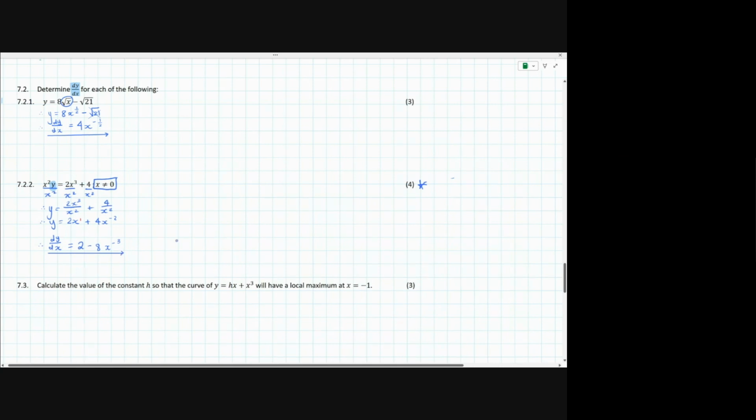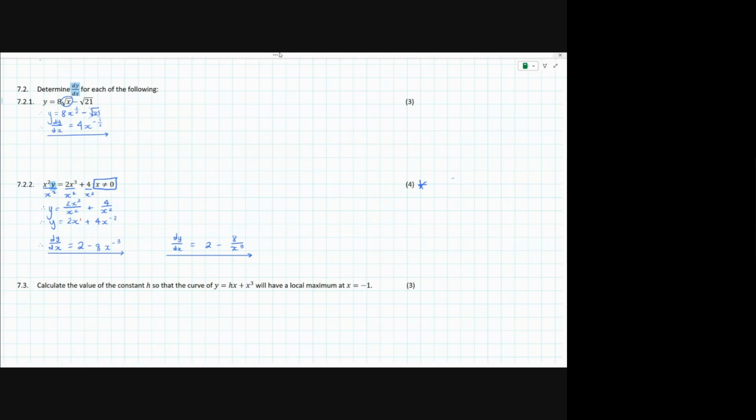If you wanted to, you could write this derivative with a positive exponent. So 2 minus 8 over x cubed. We're not going to mark you differently. You're not going to get extra marks if you put it as a positive exponent. So there's no need for you to do that. But if you felt you needed to do it, go for it.